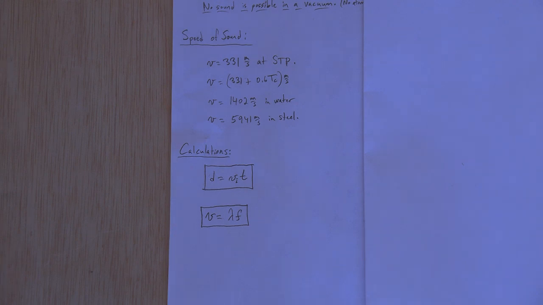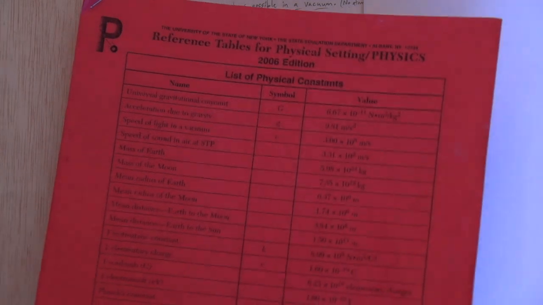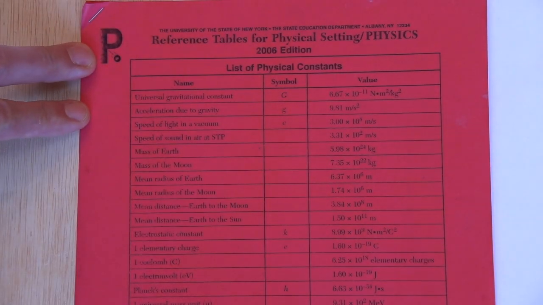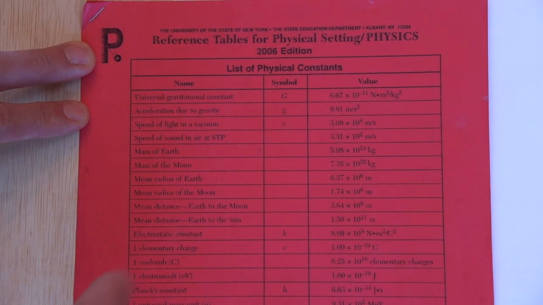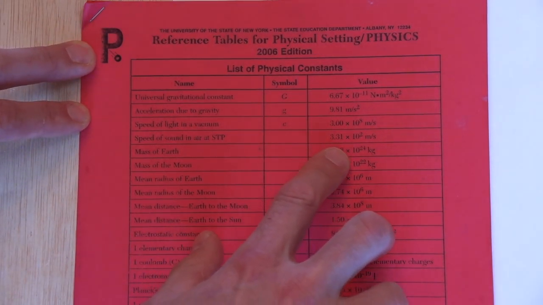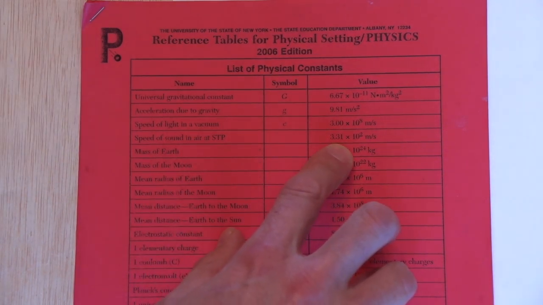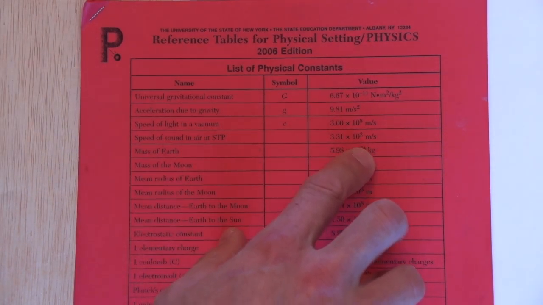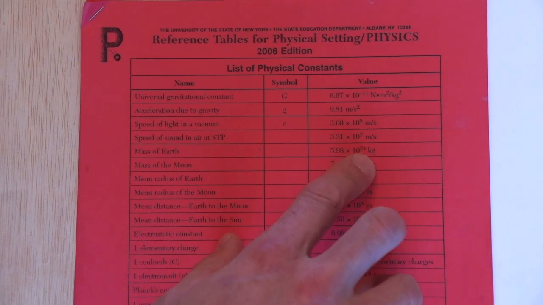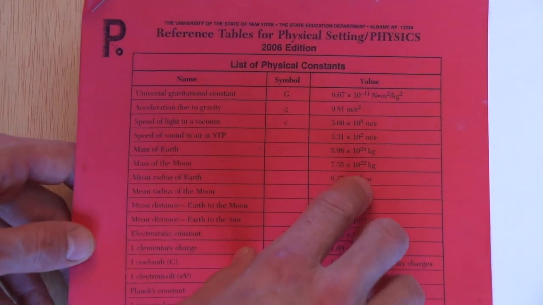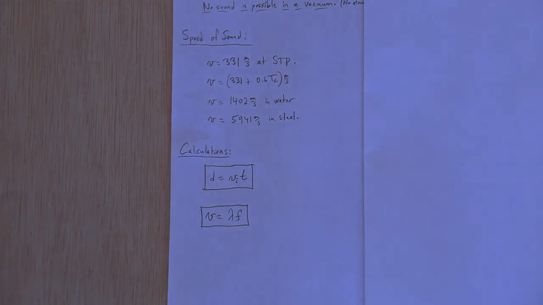Like all numbers, you don't have to memorize this number in the Regents curriculum. Here's our reference table front cover, where we find a lot of different numbers like 9.8 and so on and so forth. Fourth one down, speed of sound in air at STP is 3.31 times 10 to the 2 meters per second, which is 331 meters per second. So you could just write it as 331 in your calculations.